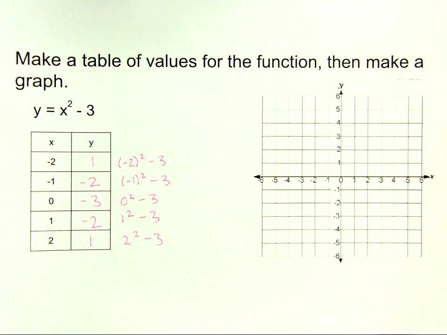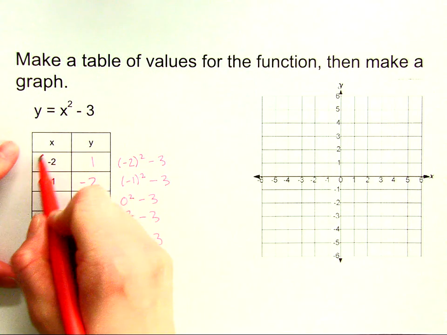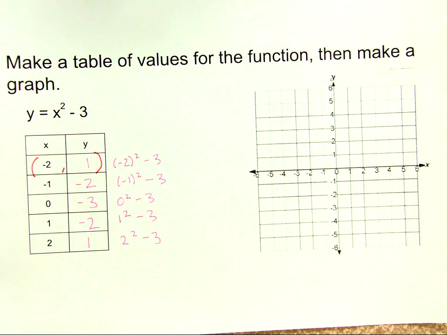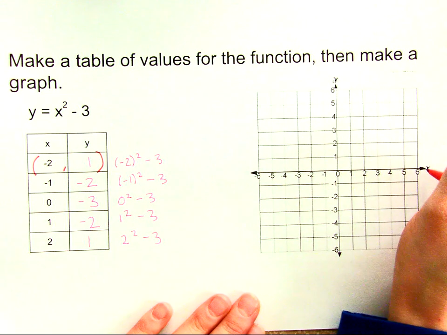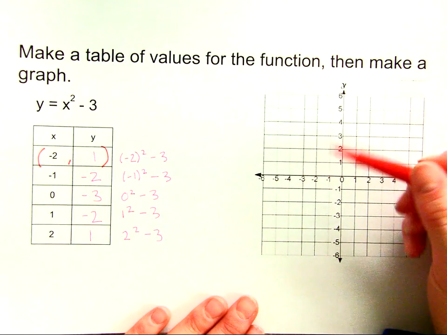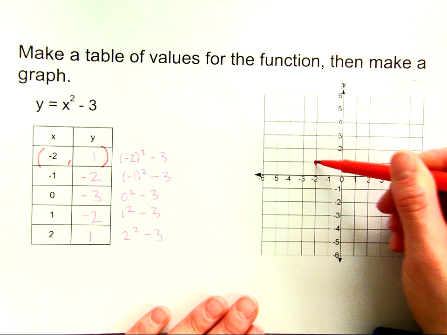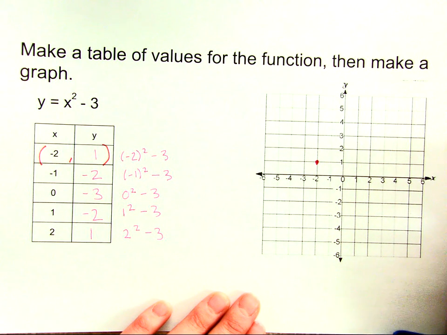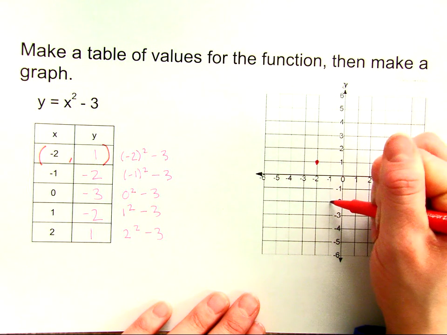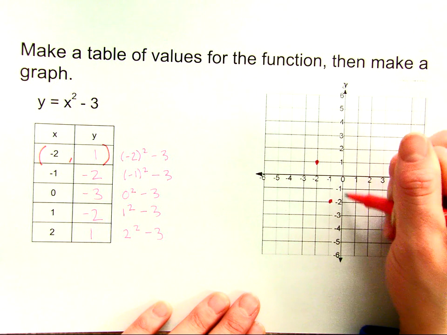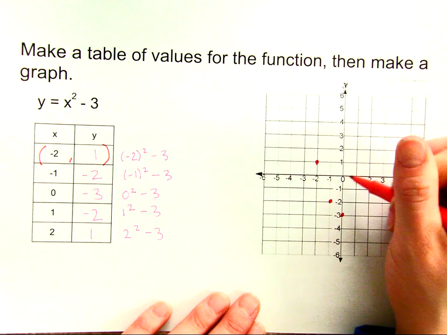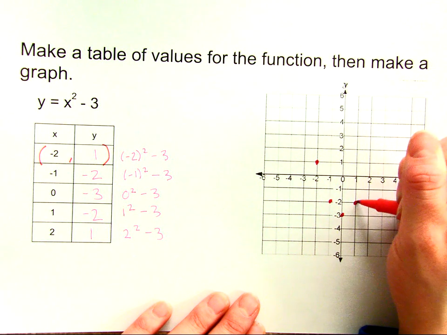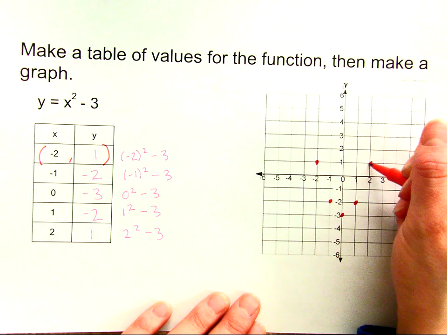Okay, so then when we go to plot it, remember these just act like ordered pairs, x, comma, y. So I go to my x-axis and find negative 2, and go up to my y value of 1 and put a point there. Then negative 1 down to negative 2, 0 down to negative 3, 1 down to negative 2, 2 up to 1.